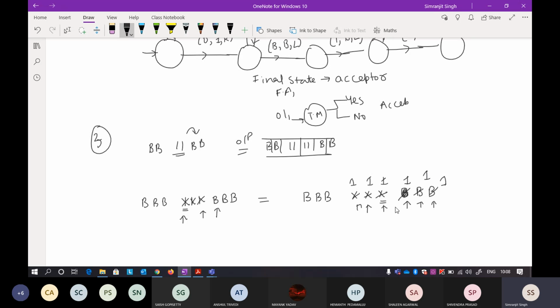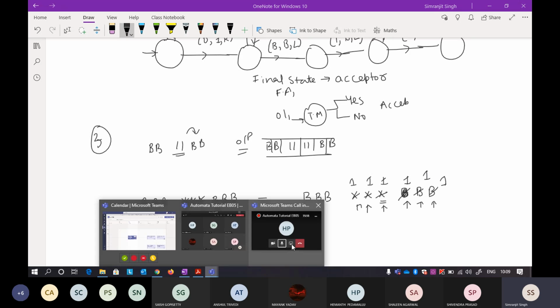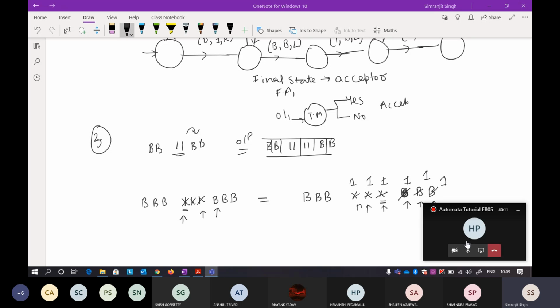So try to build this one. The procedure is very simple, I already told you. So try to do this one on your own. I'll tell you the solution in like 5 minutes, but it's a very easy question.